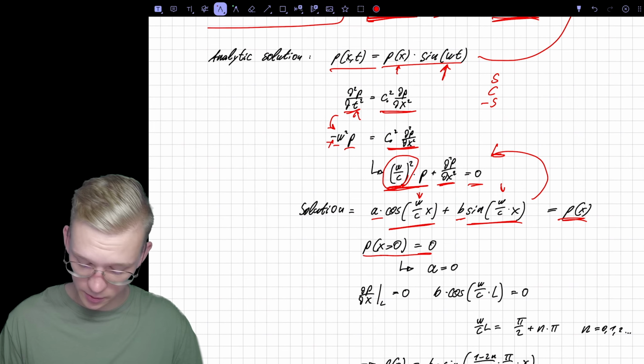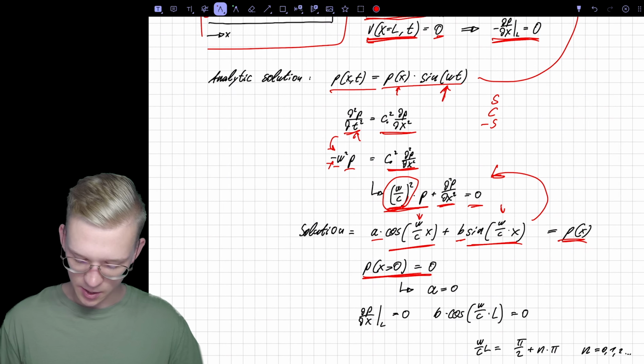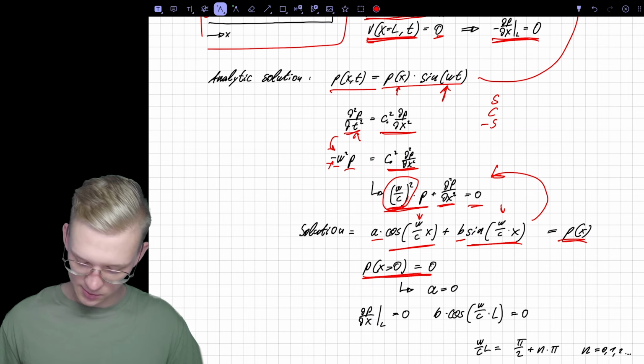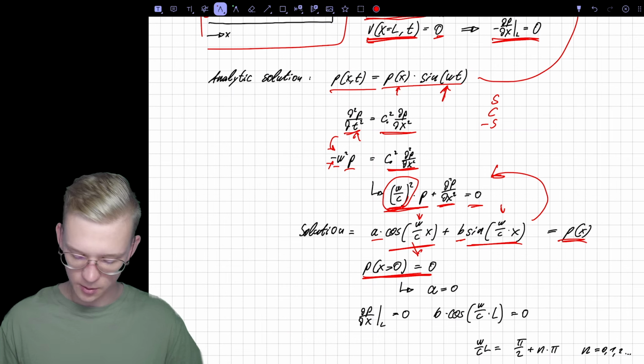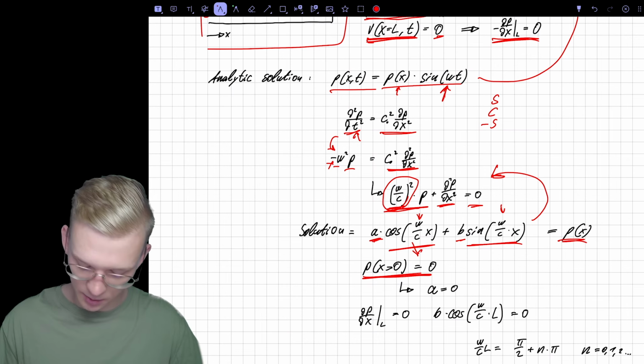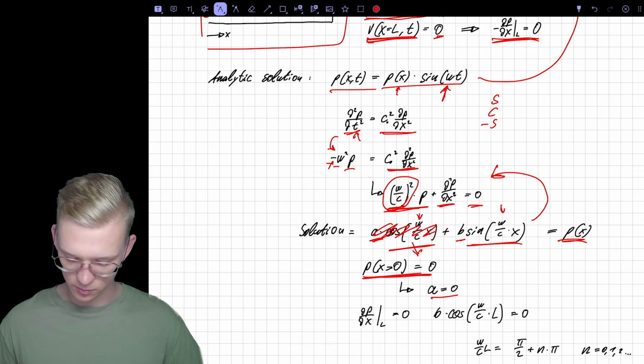So our boundary condition, the first one, is that we have an open end. So we say the pressure at x equal to 0 is 0. If we insert x equal to 0, the cosine will turn into 1, but it should be 0. So we know from that that A is equal to 0, and we can remove that part. A is equal to 0.